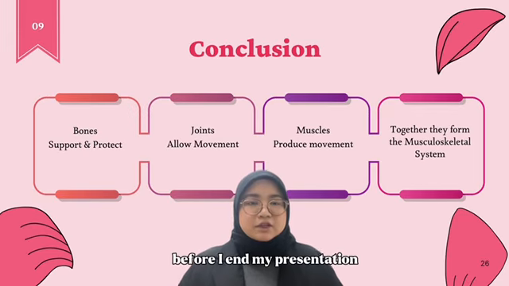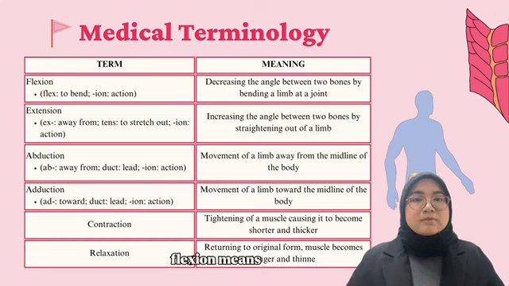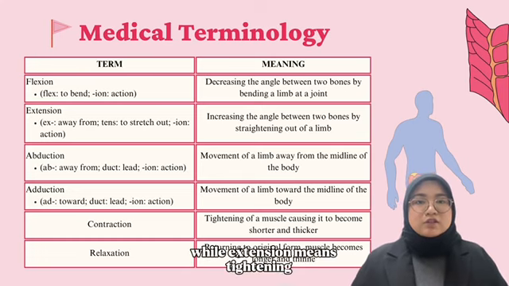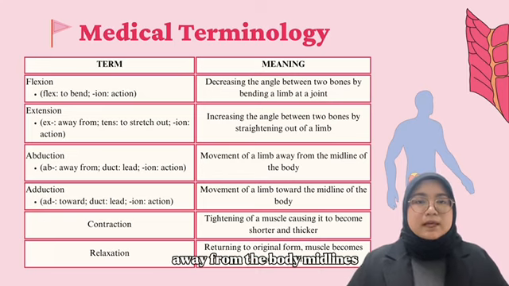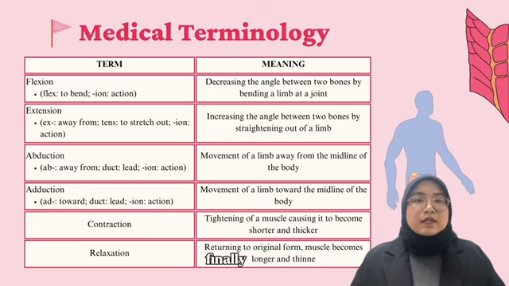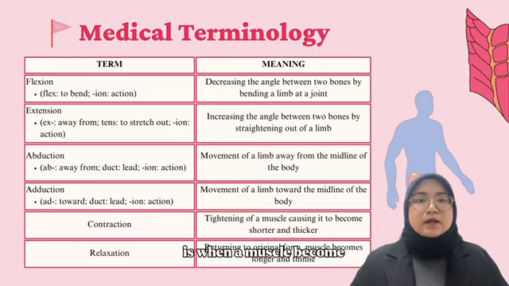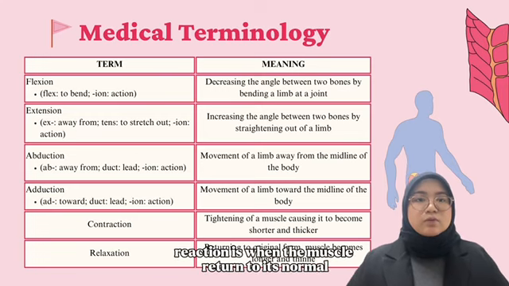Before I end my presentation, here are some important medical terms that we have learned today. Flexion means bending a joint, while extension means straightening it. Abduction refers to moving a body part away from the body midline, whereas adduction means moving it back towards the body midline. Finally, contraction is when a muscle becomes shorter and generates force, while relaxation is where the muscle returns to its normal resting state.